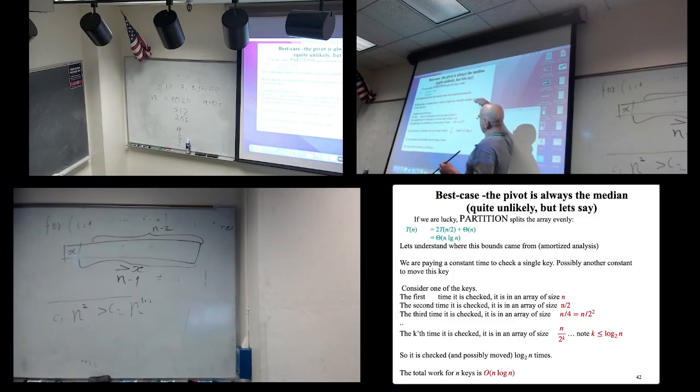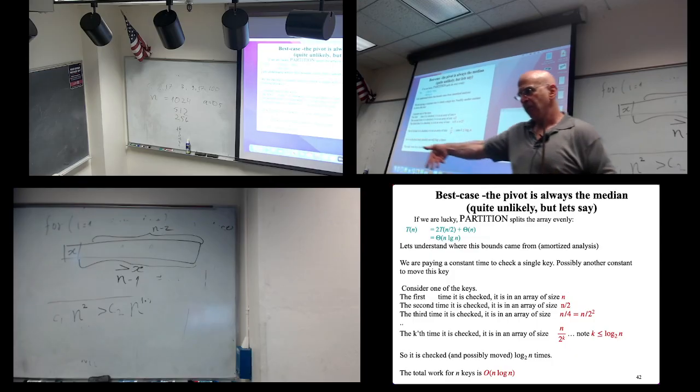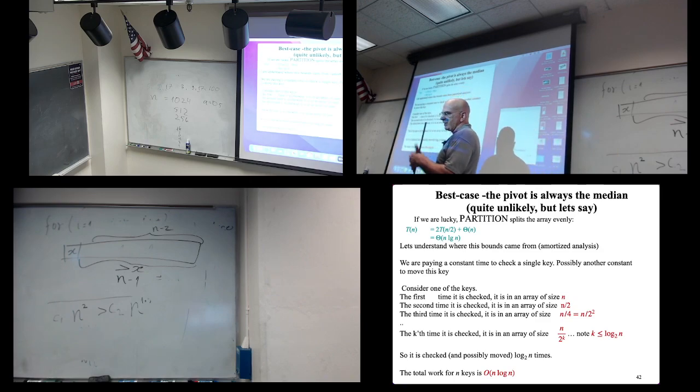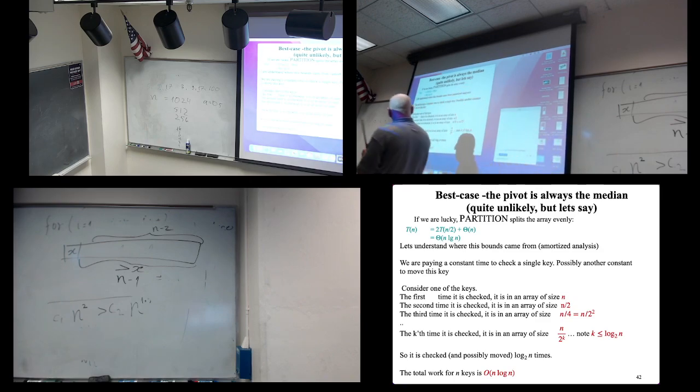And that's already some introduction into amortized analysis. Think about one of the keys of the array. At some point the algorithm looks at me, compares me to the pivot, and maybe moves me to a different place. The algorithm spends constant time for me to check and maybe move me to another place. And later on, the algorithm will compare me to another element, maybe move me to another place, and so on.